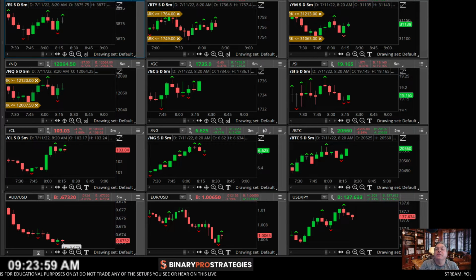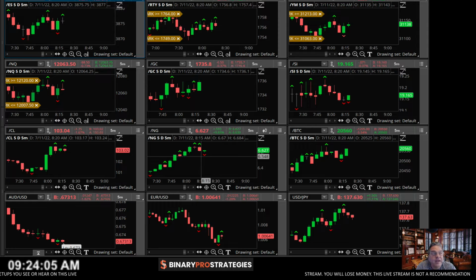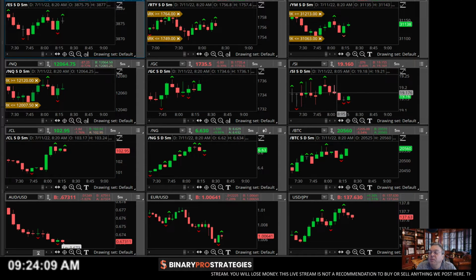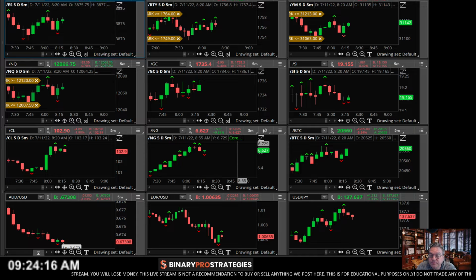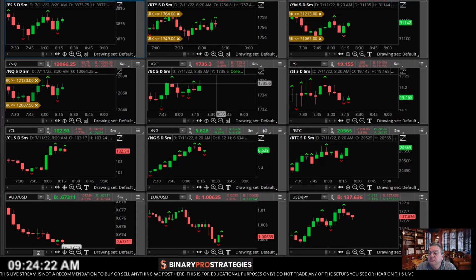You have a little double buy over here. See these two little green carrots? Just a double buy on the natural gas. That's only a 5-minute trade. Possible double short coming up on the silver. I really don't trade those, the metals. I prefer to trade the currencies. Sometimes I'll even take some of the indices on these doubles.